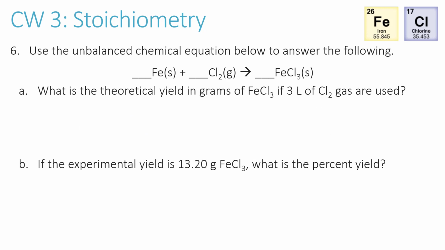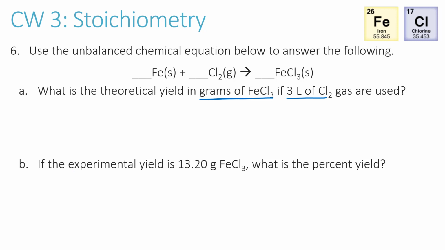So let's go ahead and try number 6. So what is the theoretical yield in grams of FeCl3 if 3 liters of Cl2 gas are used? So we are using a new term here, theoretical yield, but what you're doing is the exact same thing that you did in the other practice problems. So I'm basically saying if I start with this amount of Cl2, what amount of FeCl3 am I able to produce? So you're going to solve this just using your regular stoichiometry.